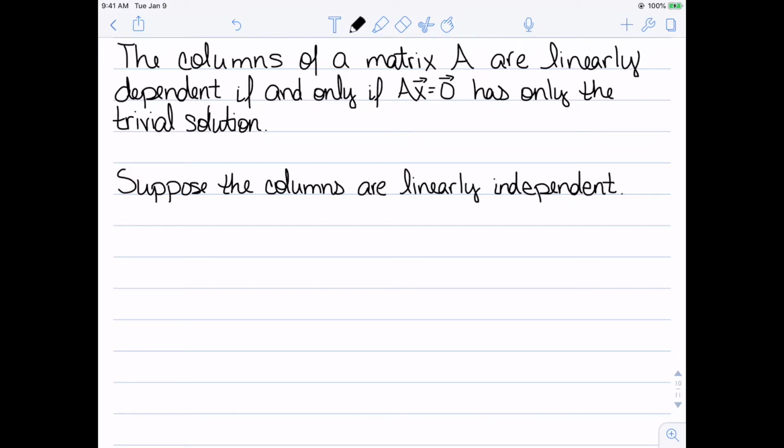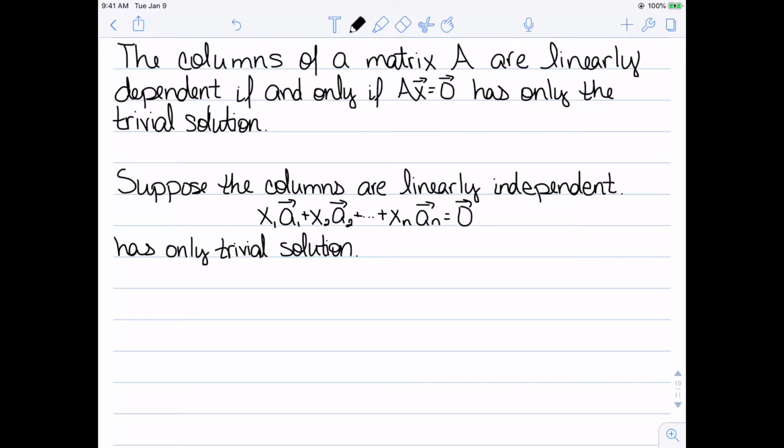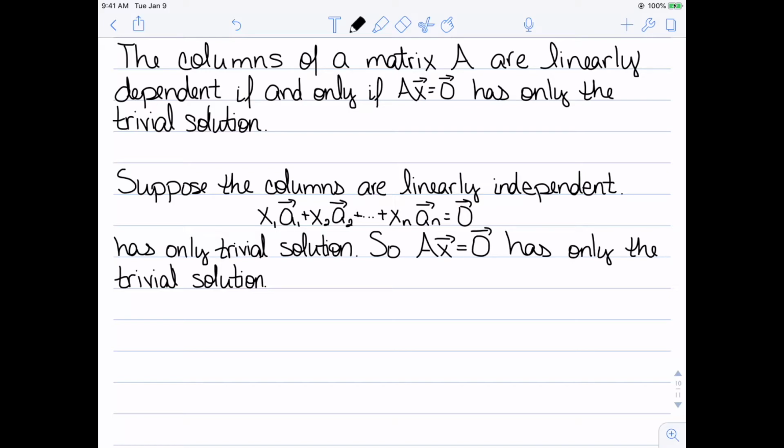Let's suppose the columns of this matrix A are linearly independent. So this tells me that the equation x1 a1 plus x2 a2 all the way up to xn an equal to 0 has only the trivial solution. So we know that Ax equal to 0 has only the trivial solution. So now we've done half of it.